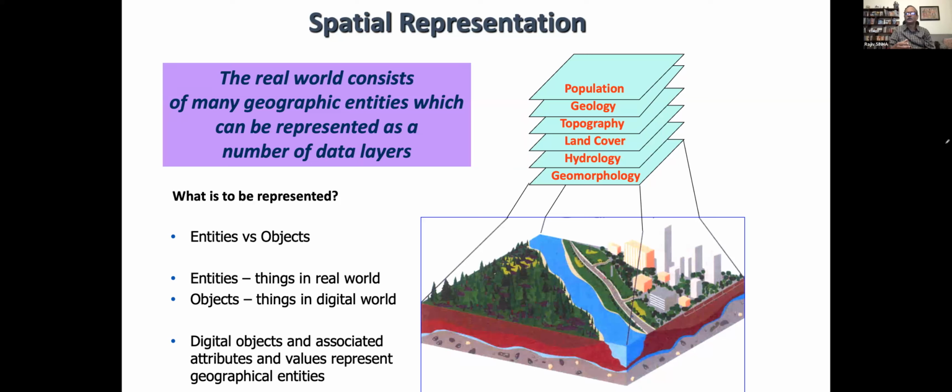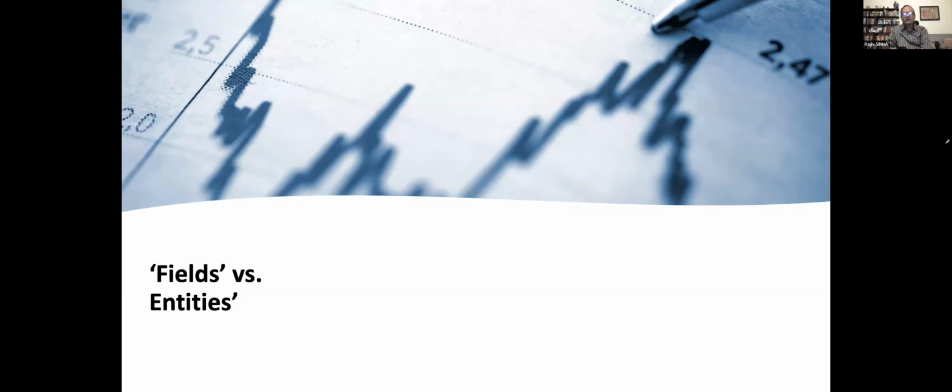So for example, a river will have an attribute in terms of its width, its length, and so on. A land will have an attribute in terms of its location, for example. So all of this information is fed into the system to prepare GIS data sets, right? So there are entities and there are objects like that, basically, okay? Now, the other difference which has to be understood is fields versus entities, okay?